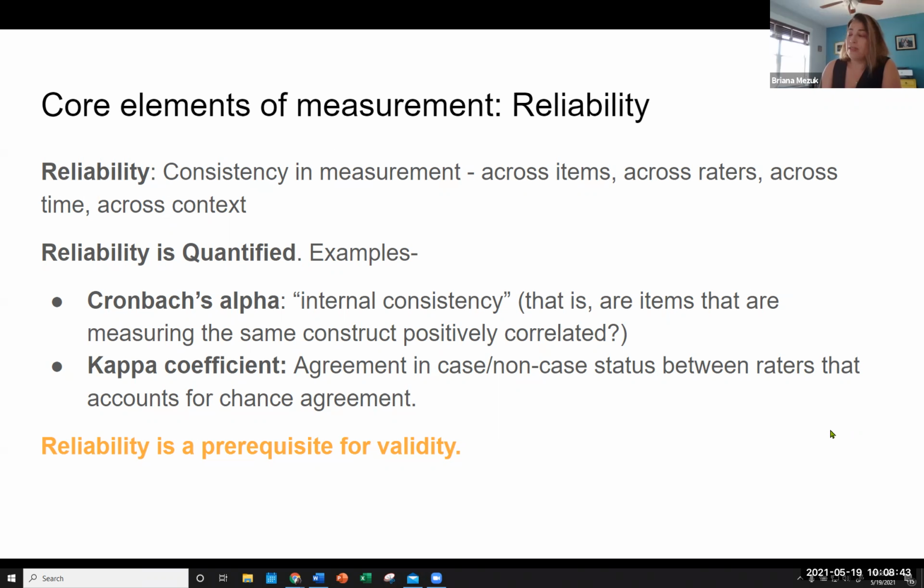Another estimate you may have heard of is the kappa coefficient. I'm not going to go into detail here, but the other certain thing that's really core to the idea of reliability and validity is that reliability is a prerequisite for validity. That is, if my measure is not reliable, whether it's across items, across raters, across time, or across context, then I can't even begin to really answer the question around validity in a meaningful way. And I'll show you why this is in a second.